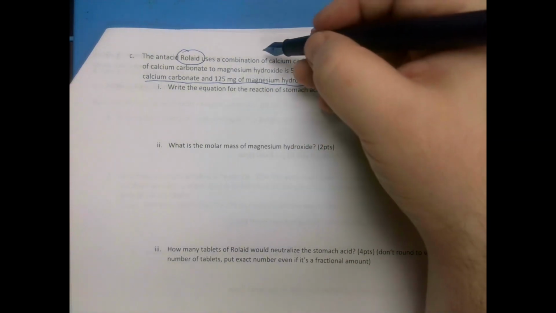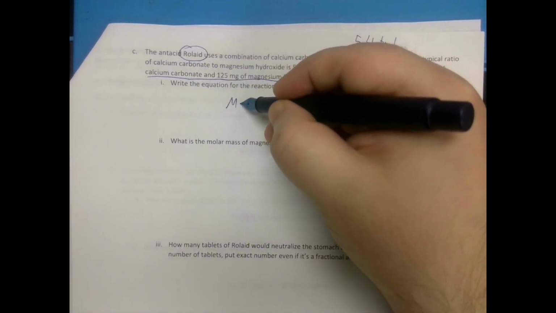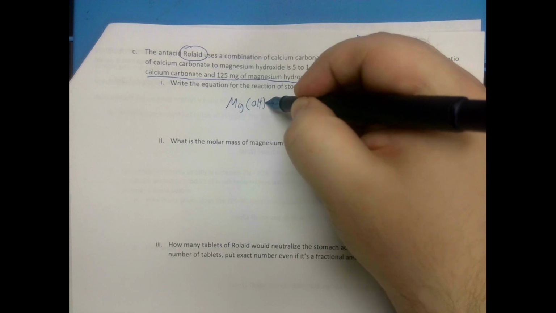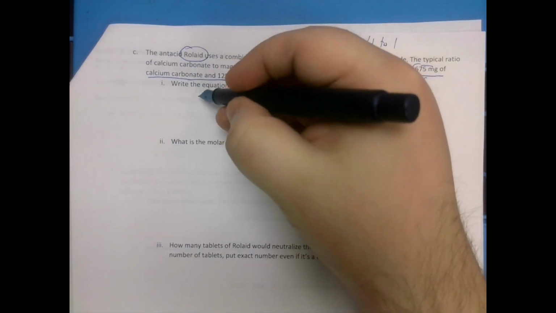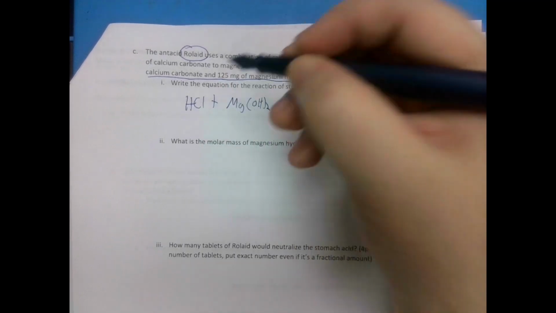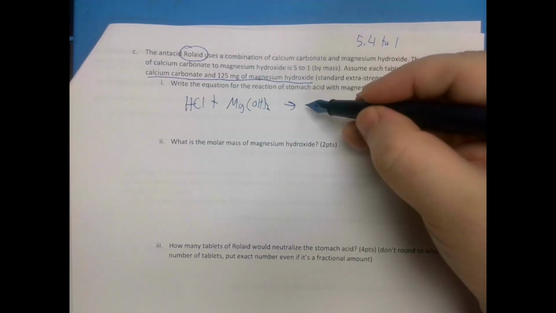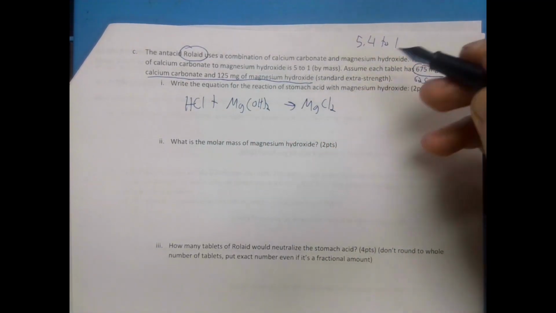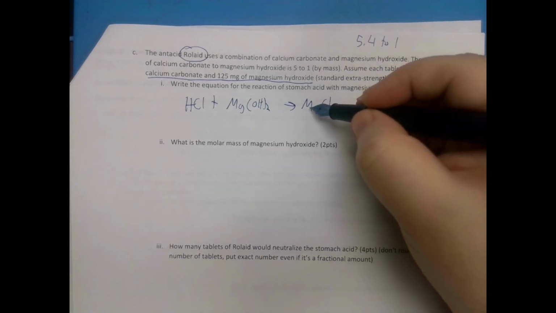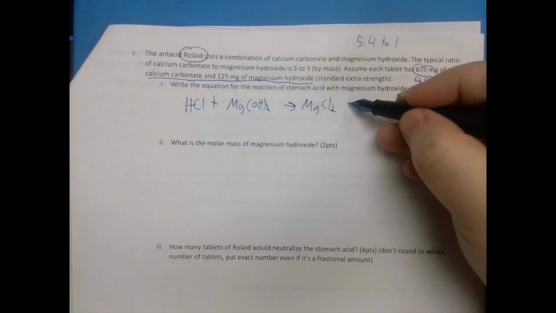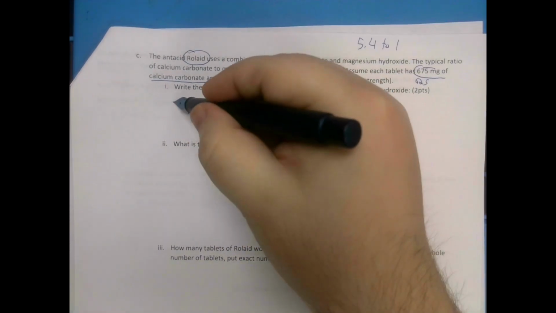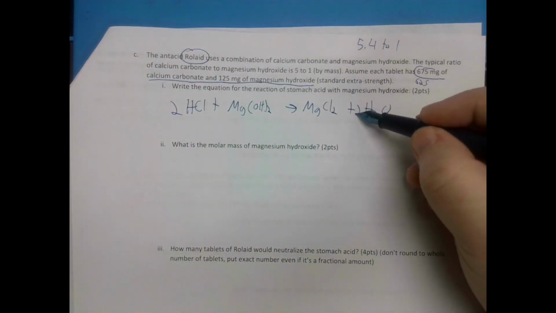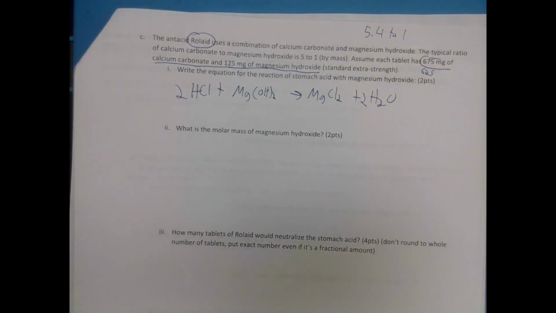So magnesium hydroxide is Mg(OH)2. And we're mixing it, again, with stomach acid. So HCl. And we get magnesium chloride. Magnesium is going to react with chloride. And we get water. We need 2 Cl's, 2 chlorine, and 2 water. So that's the balanced equation.